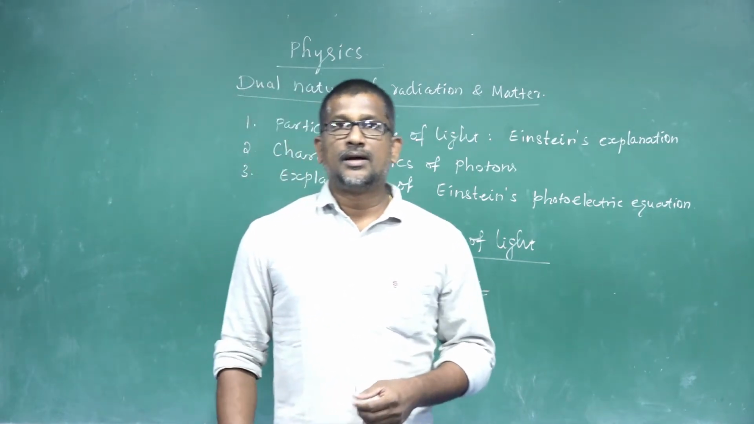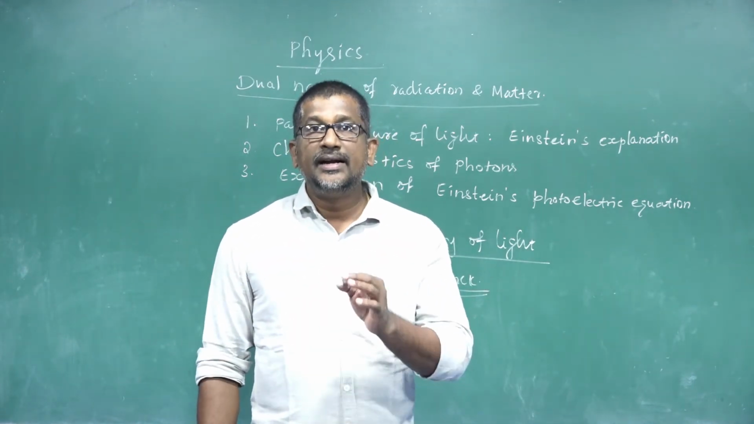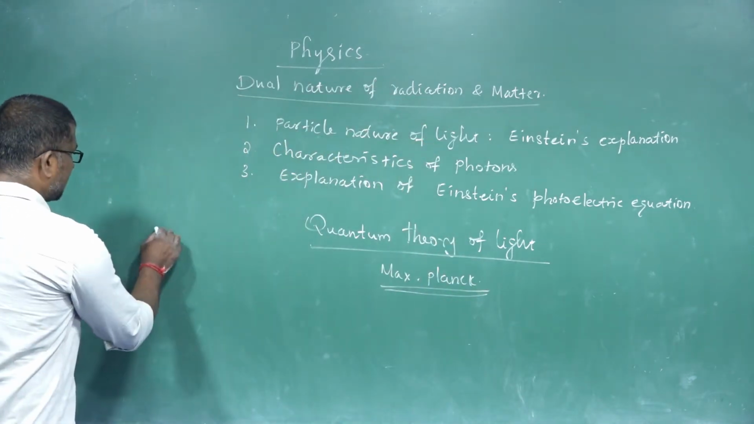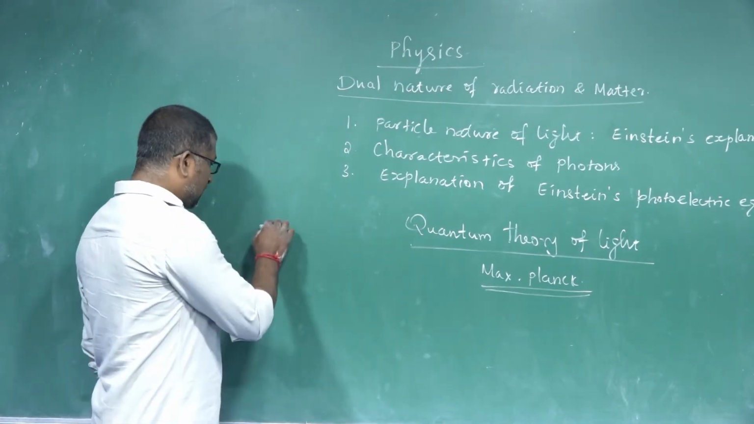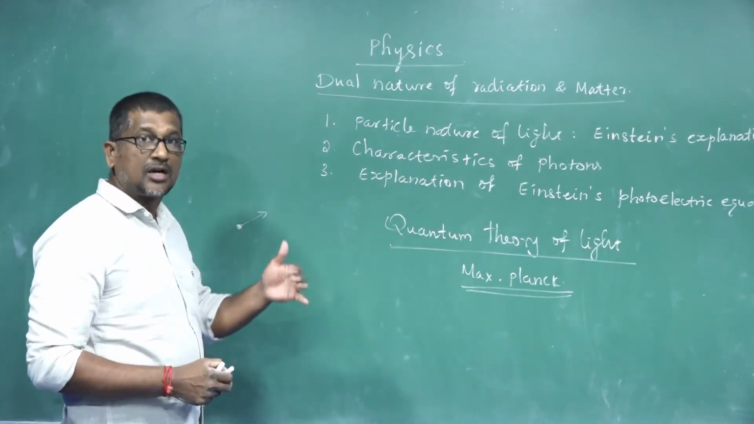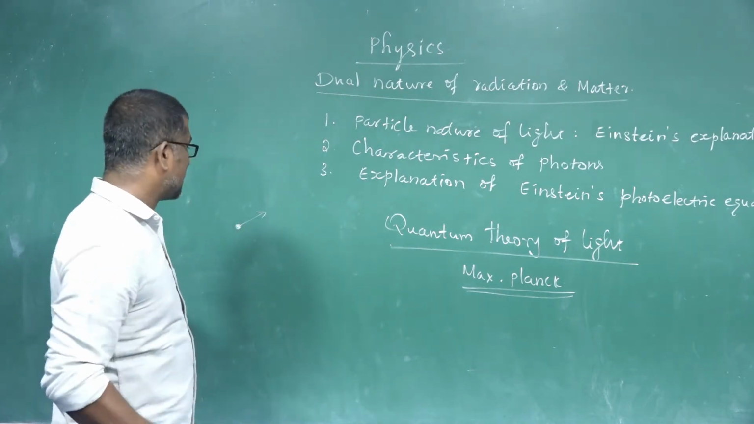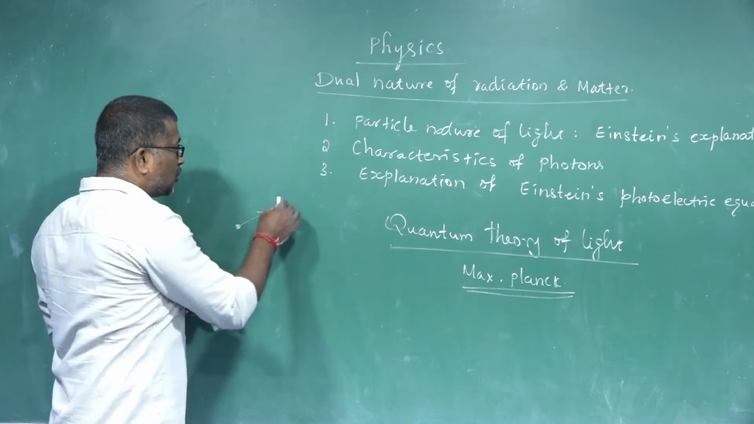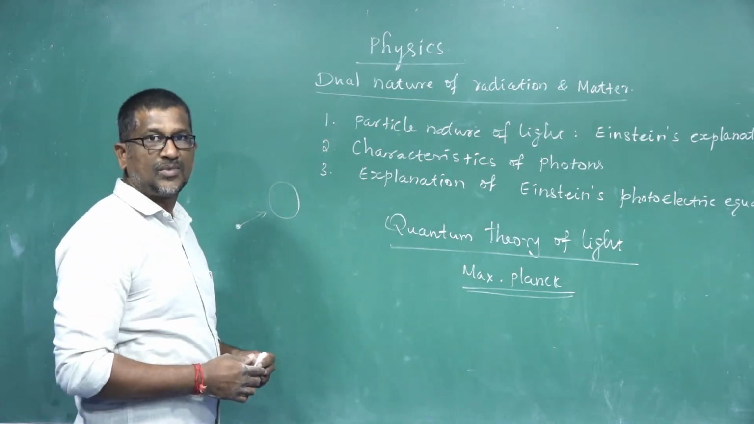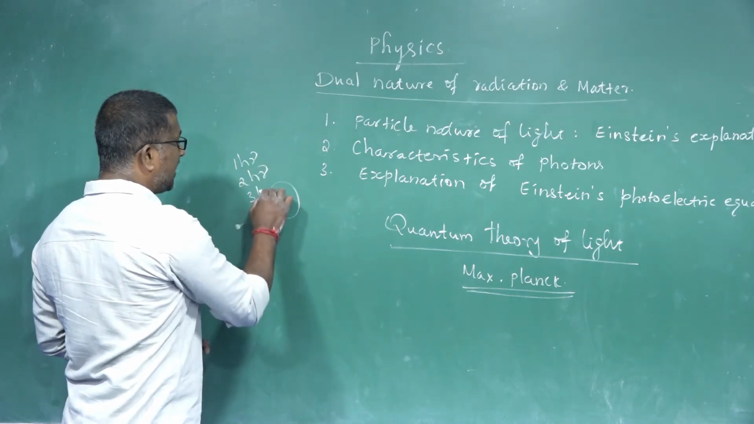According to Max Planck, light energy is emitted and absorbed not continuously, but in multiples of discrete packets of energy. For example, let us consider a source of light that emits light energy. According to Max Planck, the energy emitted from the source is not continuous. Also, the energy absorbed by a medium is not continuous. It is in multiples of discrete packets of energy: 1 h nu, 2 h nu, 3 h nu, like that.